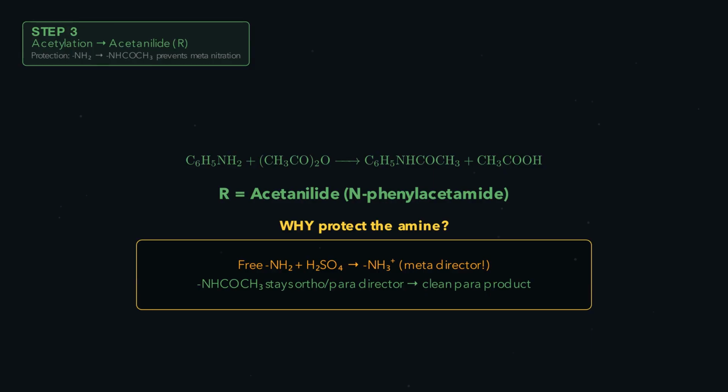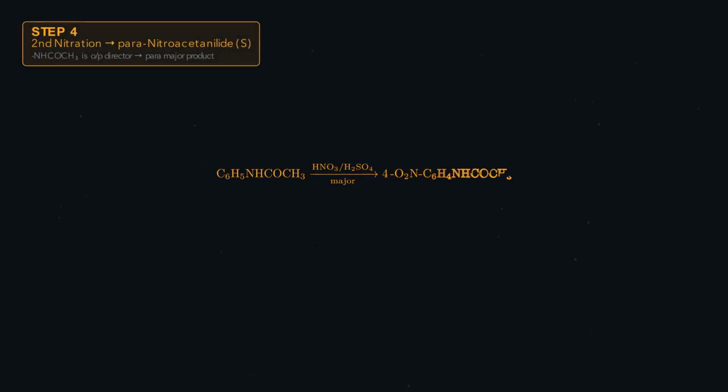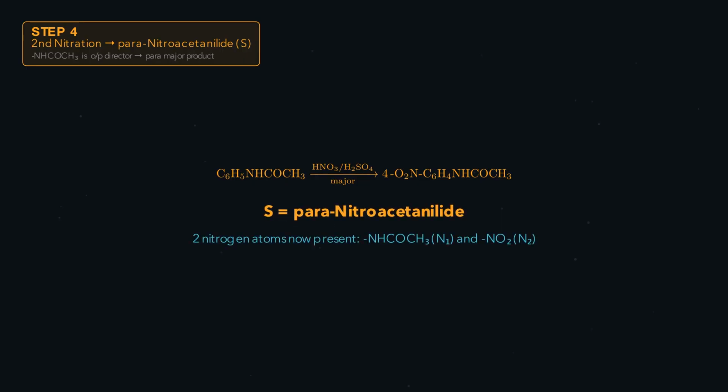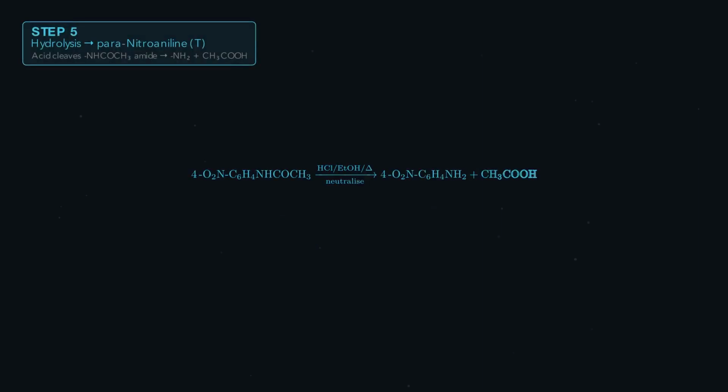Now, here's the strategic move. We treat aniline with acetic anhydride to cap the amino group as an amide. This is called acetylation, protection. Why protect it? Because in the next step we'll use strong acid, which would protonate a free amine and completely change where the nitro group lands. Product R is acetanilide. Step 4, second nitration, leads to para-nitroacetanilide.